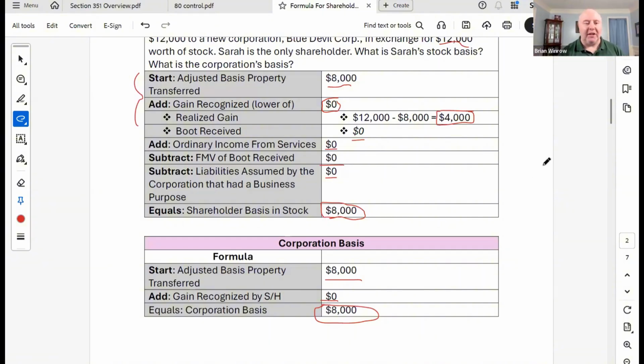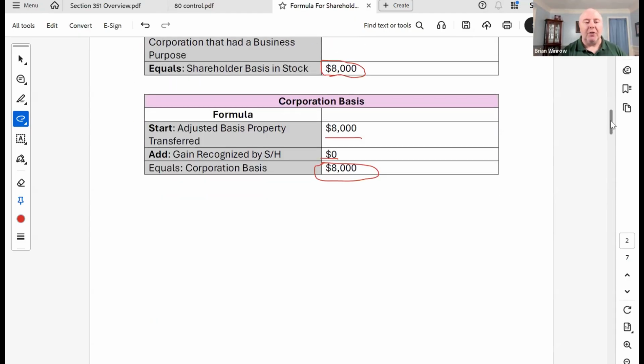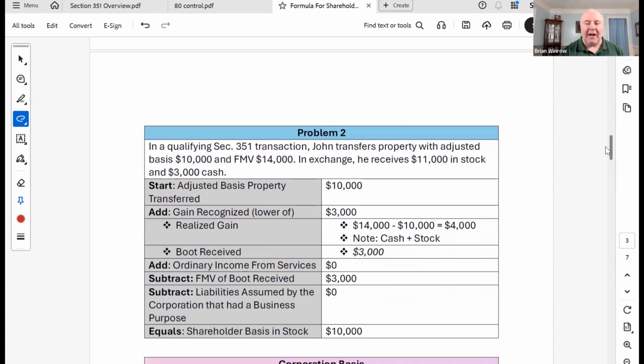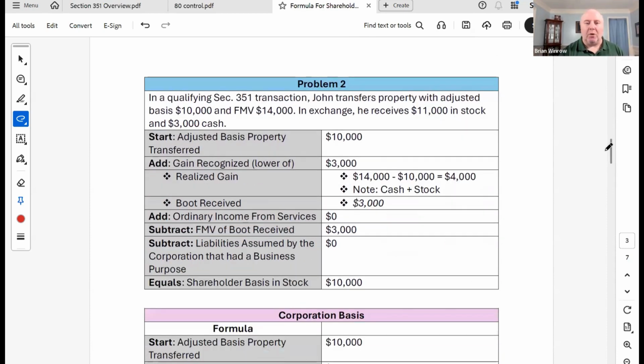Now I've got about six of these, so we're going to keep going through these, and they get a little bit more challenging as we go through, but that's the first pure example where we don't have any of the complications of boot or liabilities or service income. So pretty straightforward on that one. But let's now go to problem number two, and let's see what this problem brings.